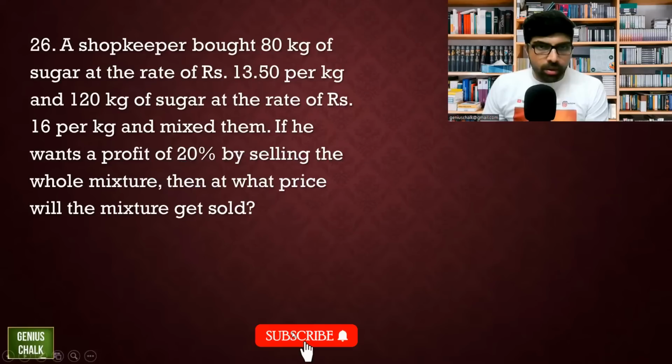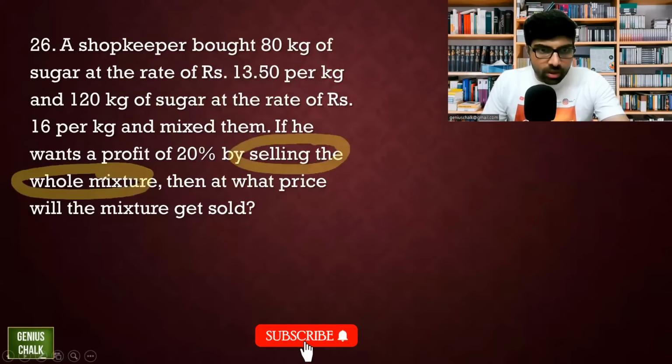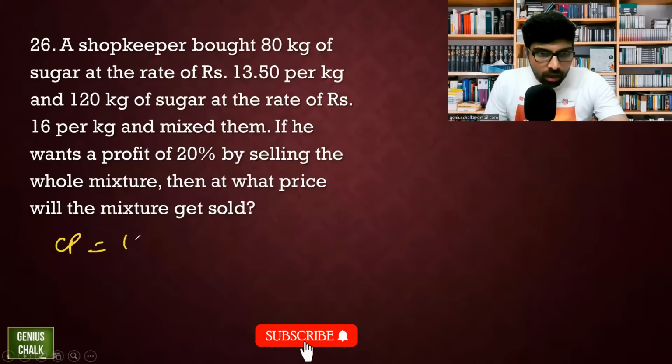A shopkeeper bought 80 kg of sugar at 13.5, 120 at 16, mixed them with a profit of 20% by selling the whole mixture. Now, this is the same type where we have discussed selling price of the whole mixture is there. So this has to be very clear. So first, let's find the overall cost price of the mixture. So either you apply the basic formula 100 upon 100 plus gain into selling price of mixture.